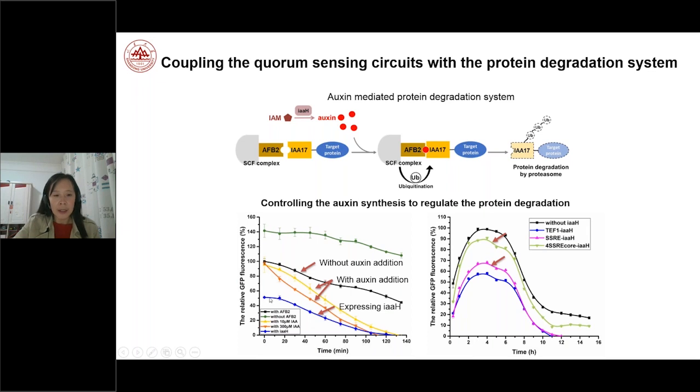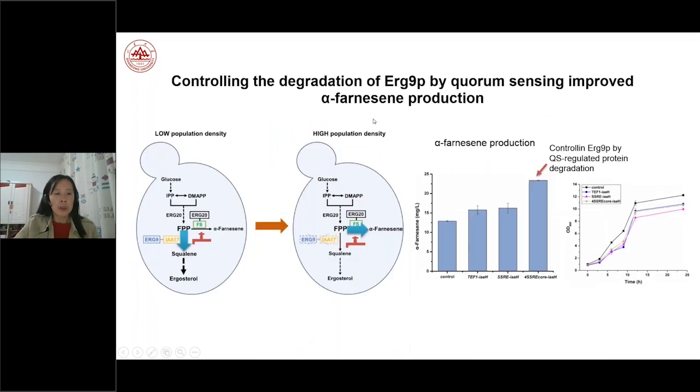As we can see here, if we use a very strong constitutive expression of IAH, the protein degradation rate is very high. So in this case, we can use the chrome sensing system to control the expression of IAH, and actually we can control the protein degradation rate. And using this system, we do the dynamic control of the metabolic pathway.